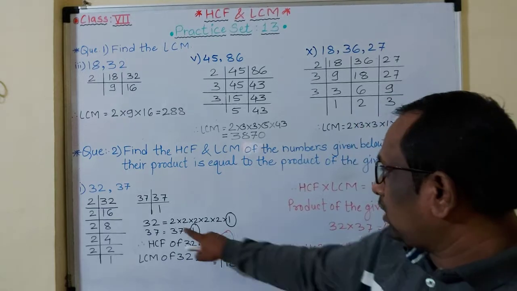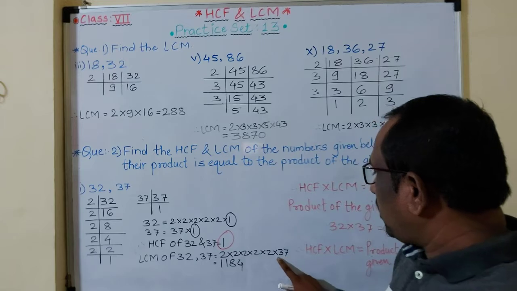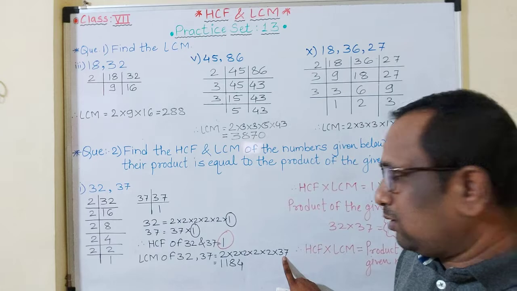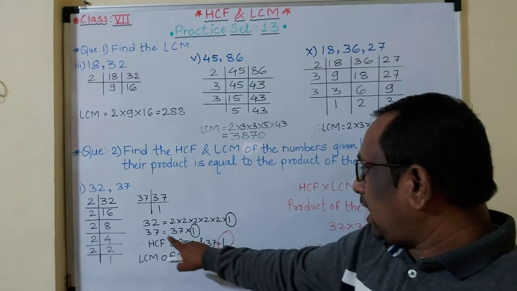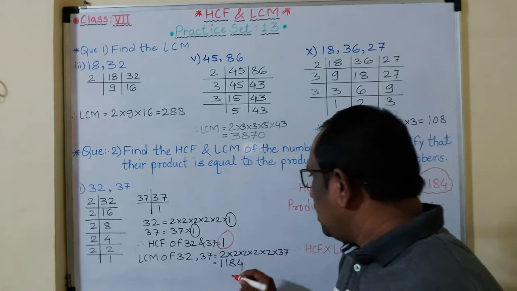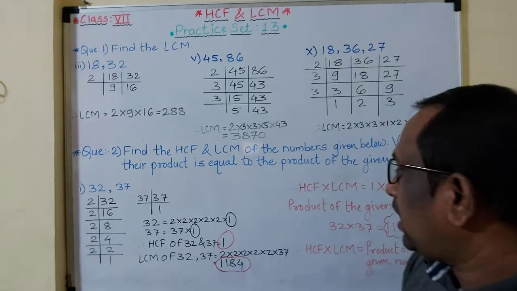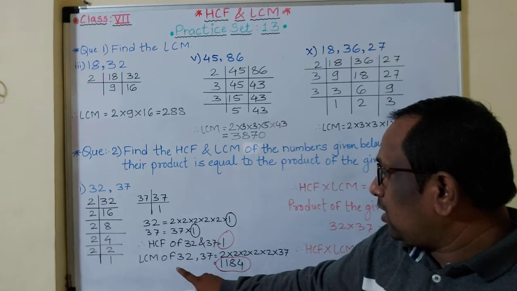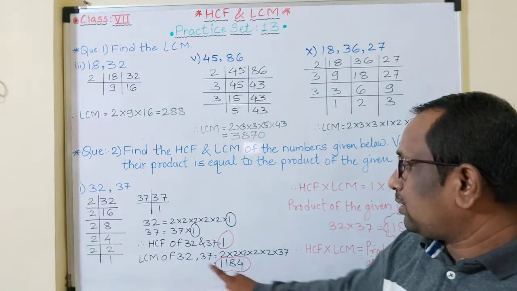So 2, all the factors of 32 up to here, and then multiply by 1 and 37. And I now write the 1 directly, 37. If you want to write the 1, you can write. Okay. So 37. These are all the factors, and the factors of 37 also. I write here 37. If we multiply, then we get the product of HCF and LCM, that is 1184. This is actually the LCM of 32 and 37.